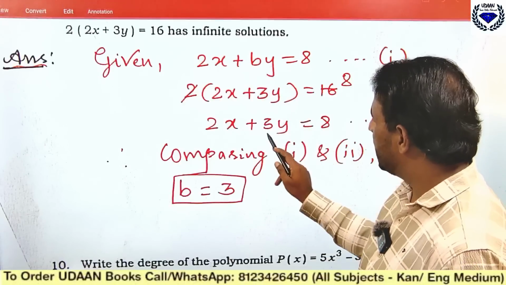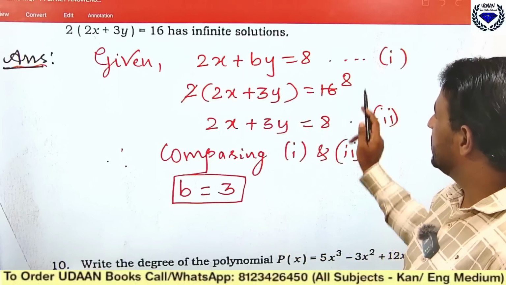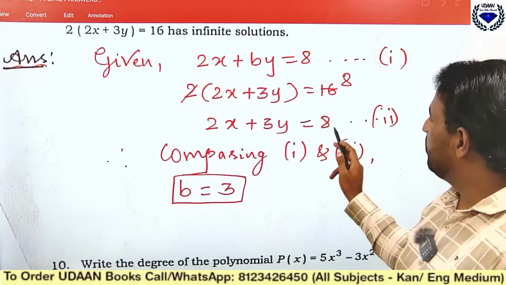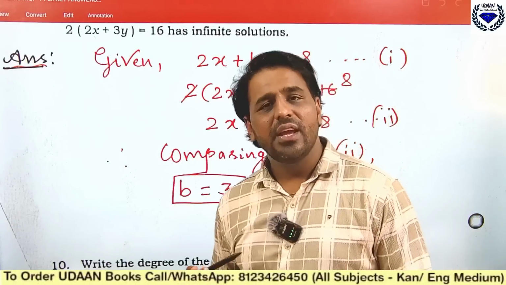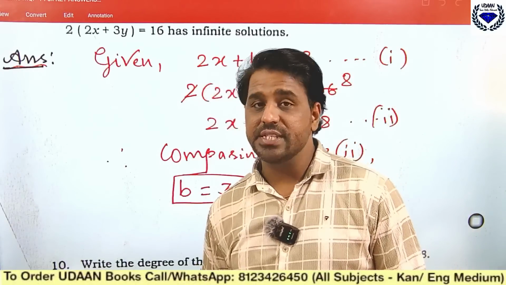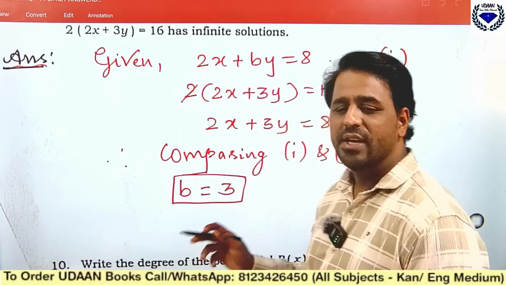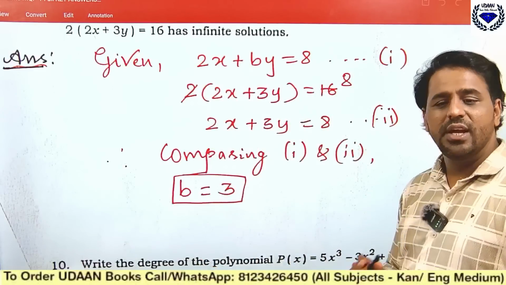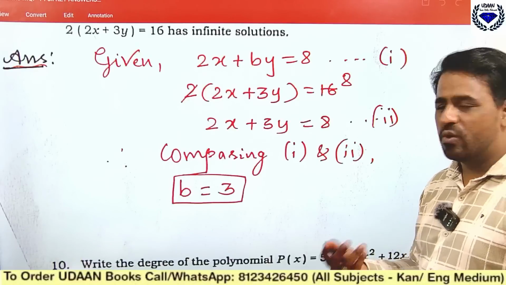That means b equal to what? 3. Comparing equation 1 and 2, b equal to 3 because the constant is the same. Coefficient of x is the same and coefficient of y is the same. So if you write like this, you will get what? Total 1 mark. I hope you got it.